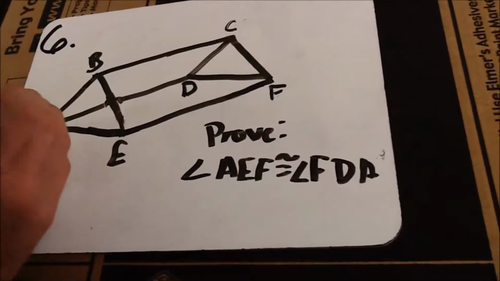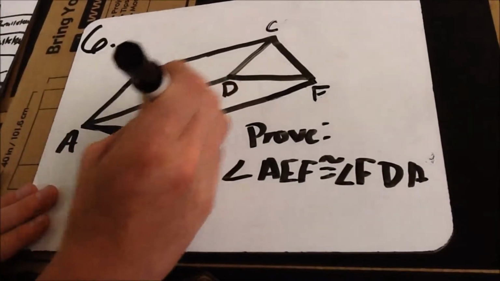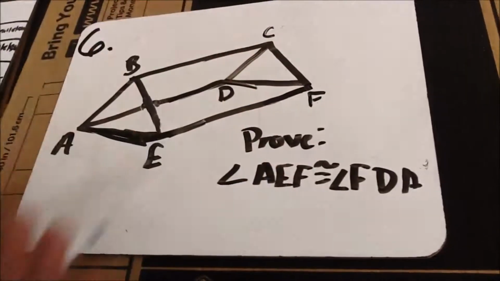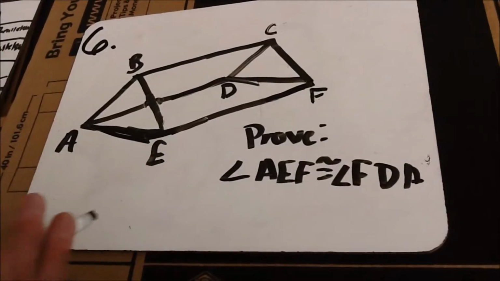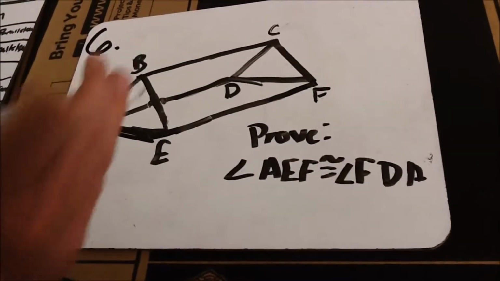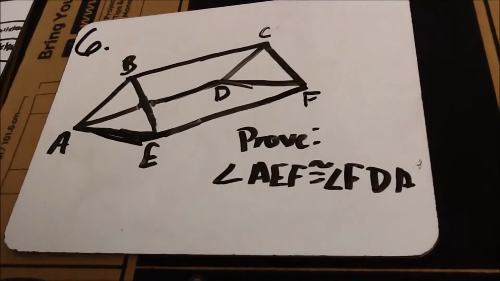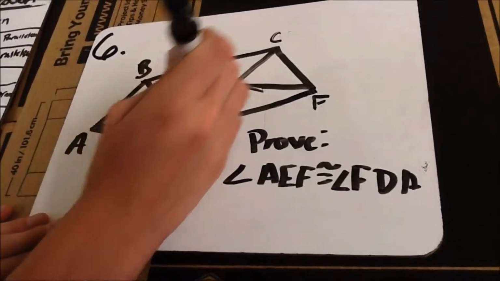And to prove that this angle and this angle are the same, we had to prove that it was a parallelogram, because opposite angles of a parallelogram are congruent. So since this is a parallelogram, these two angles are congruent.